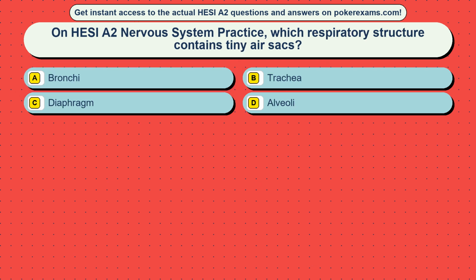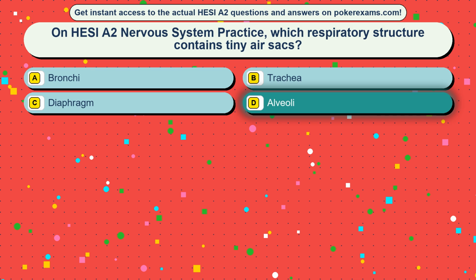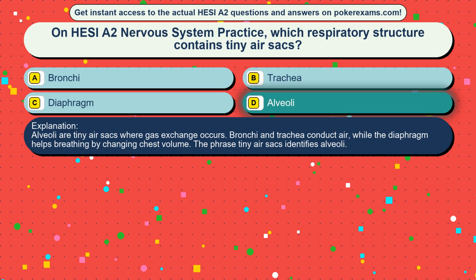Question 14. On HESI A2 nervous system practice, which respiratory structure contains tiny air sacs? Option A, bronchi. Option B, trachea. Option C, diaphragm. Option D, alveoli. The correct answer is option D, alveoli. Alveoli are tiny air sacs where gas exchange occurs. Bronchi and trachea conduct air, while the diaphragm helps breathing by changing chest volume. The phrase "tiny air sacs" identifies alveoli.